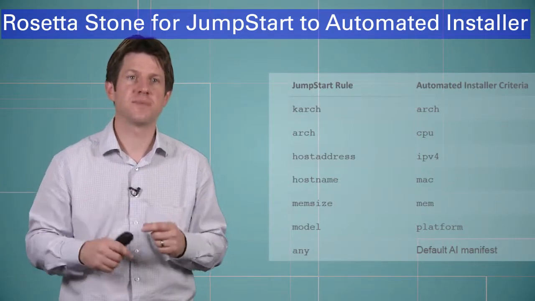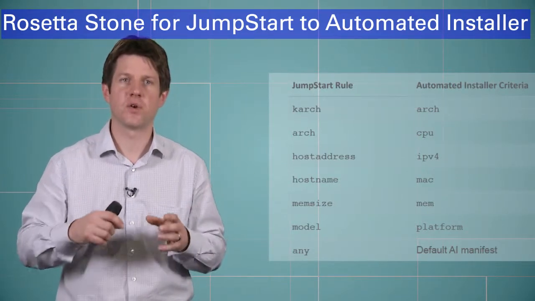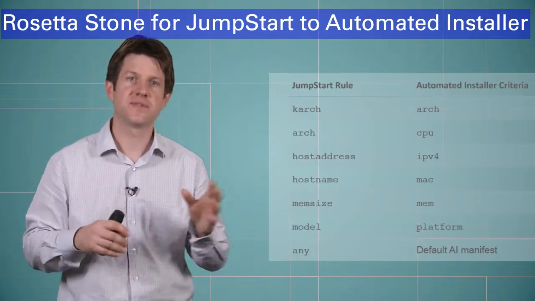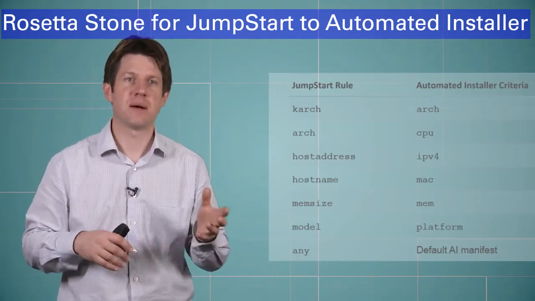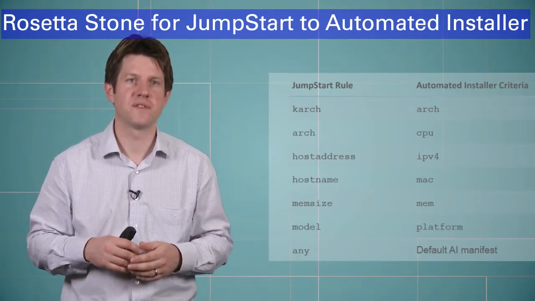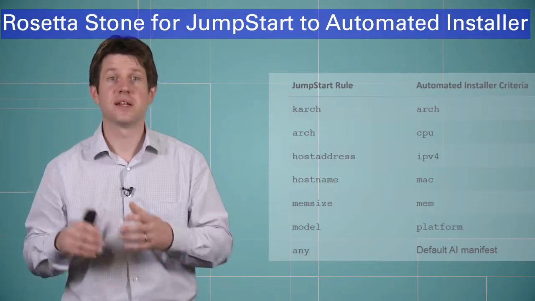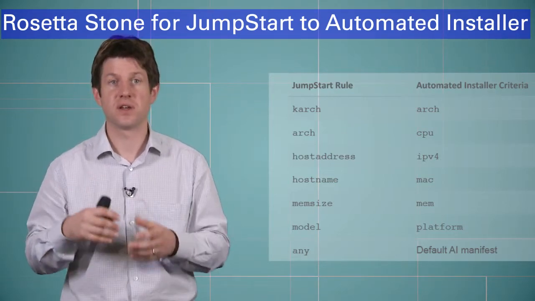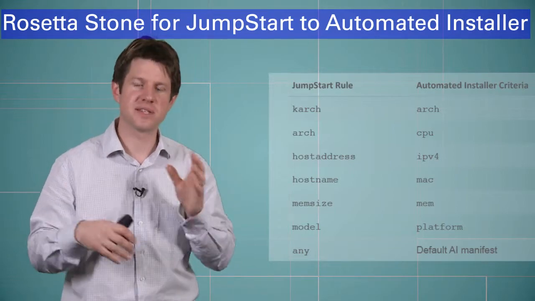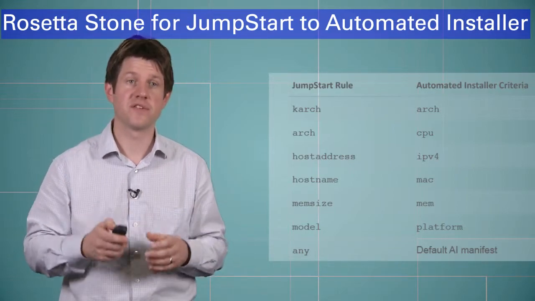If we take a look at a typical JumpStart rule versus an automated installer criteria, it's a very similar mapping. For example, on the JumpStart side, we may have the karch rule. On the automated installer side, in the criteria, we have the arch criteria. So you should be able to see a very common mapping. It will be very familiar.